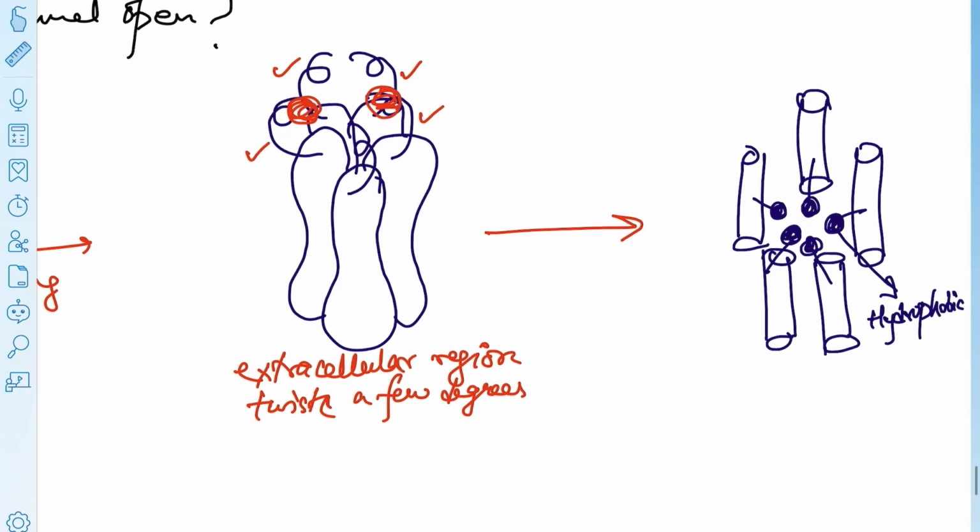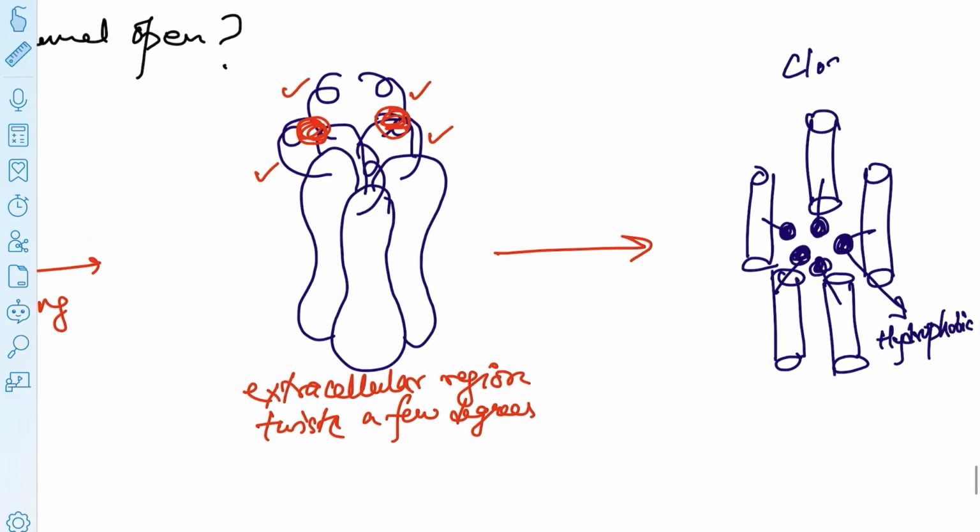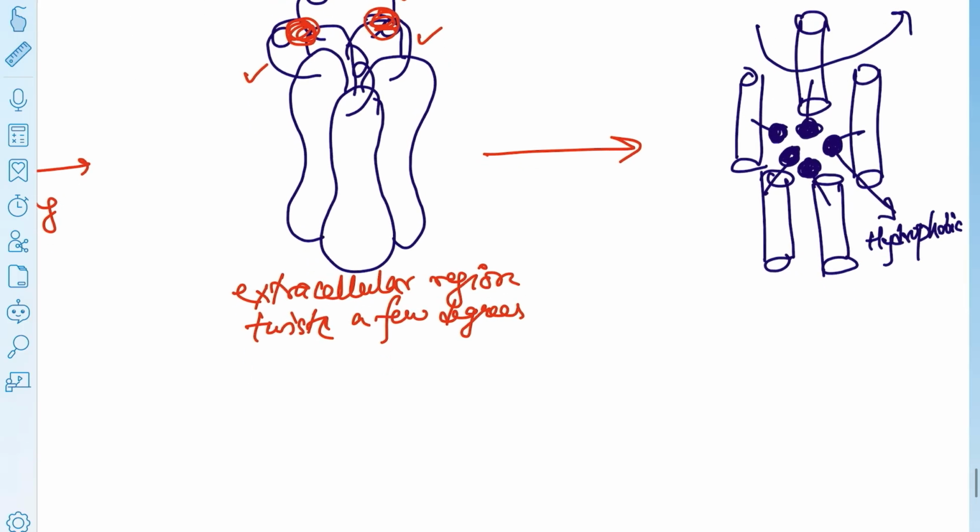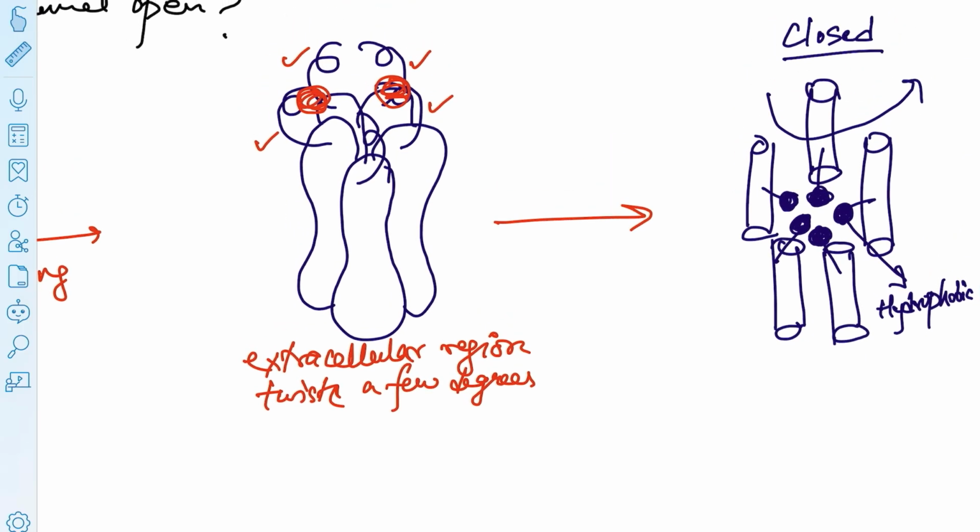They completely occlude the pore of the ion channel. So under the normal state, when the channel is closed, certain hydrophobic amino acids are present in a conformation which completely occludes the ion channel. So the ions cannot pass through this, because ions need hydration in order to cross the cell membrane. So at the closed state, this is basically taking place.